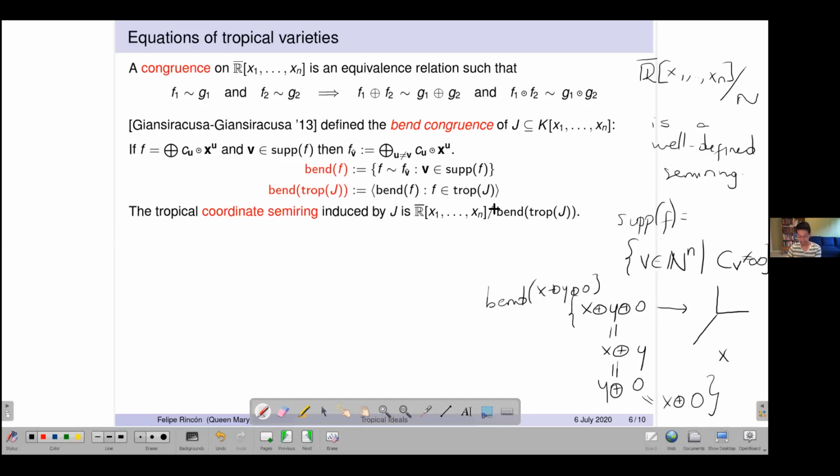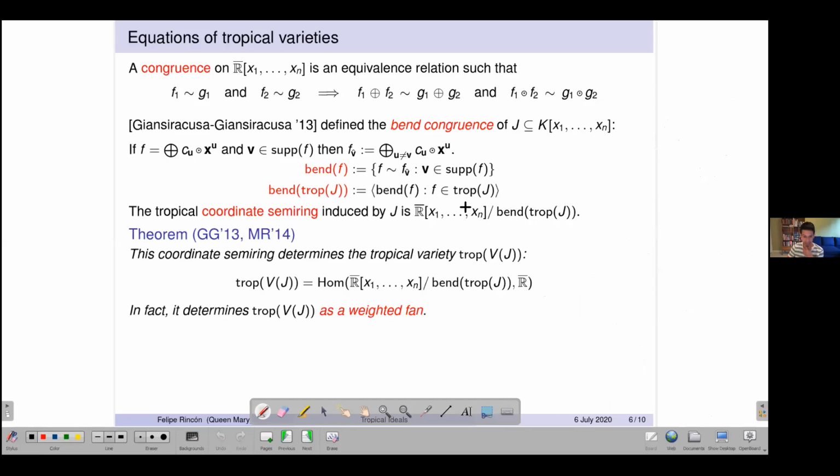Okay, so that's the idea that got this area of tropical geometry started. We should associate some kind of semiring to a tropical variety, and that should be the algebraic object that we deal with. So let me continue.